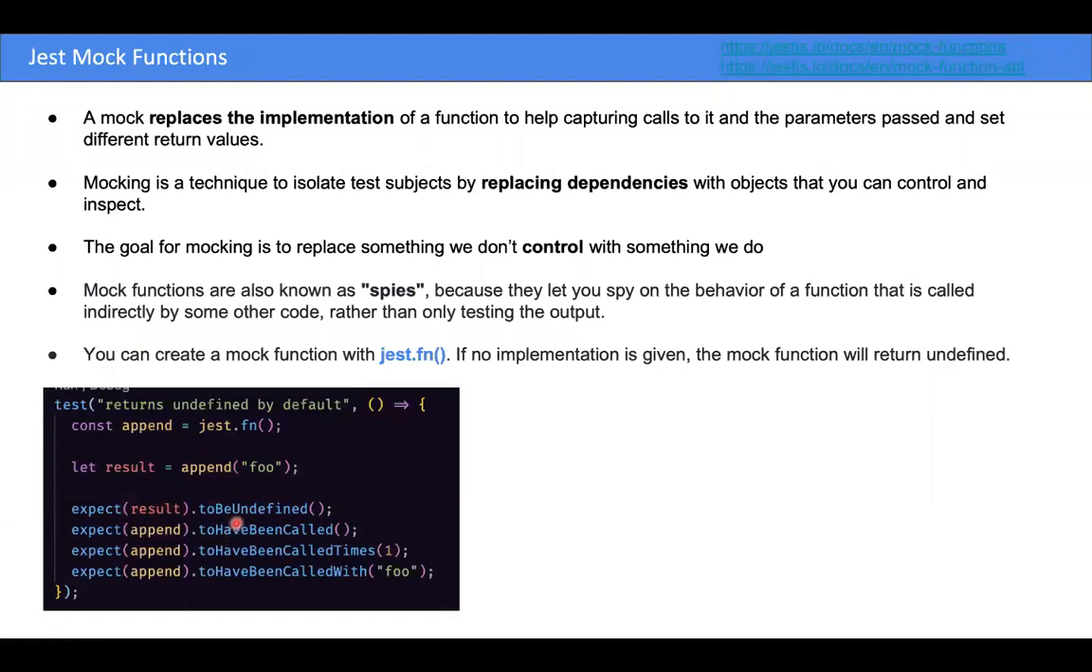So you can assert that function to be an undefined value, and you expect that function to have been called, to have been called a certain number of times, and to have been called with a specific argument.